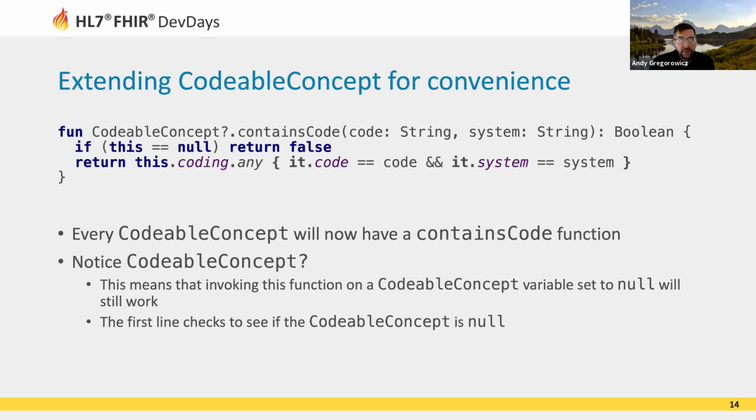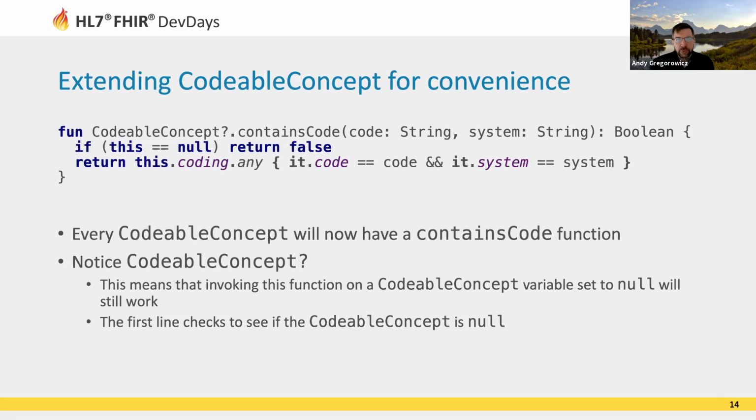The other thing that's really cool about this is notice that I define this on codable concept question mark, not just plain old codable concept. Kotlin extension functions are really cool in that you can actually check this for null. What that boils down to is that even if I was working with a FHIR resource that's supposed to have a codable concept, and that codable concept wasn't provided, so it would be null, this function can deal with that. It would check whether this equals null, and it would just return false. This is something that's really nice where the null safety can play into your extension functions.